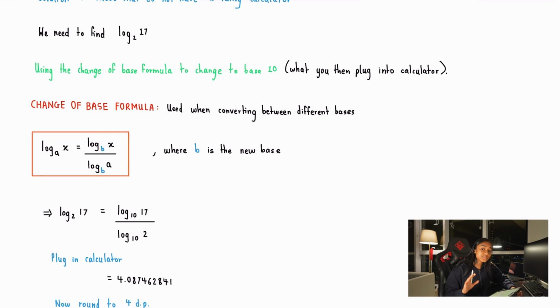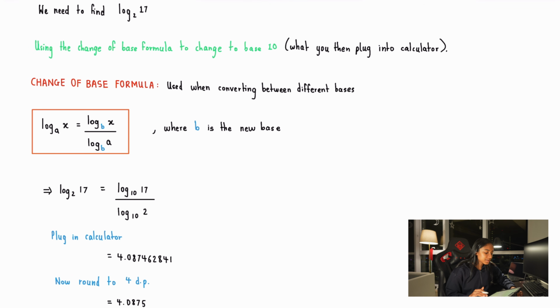Okay, we are going to use the change of base formula to put the base 2 into base 10 because that's what our basic calculators could manage. At the end of the day, you still have to use a calculator for this, but if your calculator cannot take bases other than 10, you have to use the change of base formula and then plug it in using base 10. Okay, so the change of base formula is used when converting between different bases. So here you can see log base a of x, we are converting from this base a to base b. So we have log base b of x over log base b of a.